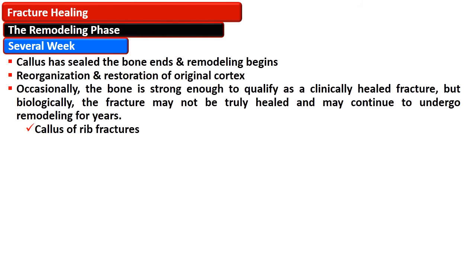So the remodeling phase begins once the callus has sealed the bone ends. The bone is reorganized and restored in this phase. The process of remodeling continues beyond the period of clinical healing. This may continue for years, as happens in rib fracture, where callus persists for a lifetime due to continuous respiratory movement, which disturbs and shears small blood vessels and preserves cartilage callus.